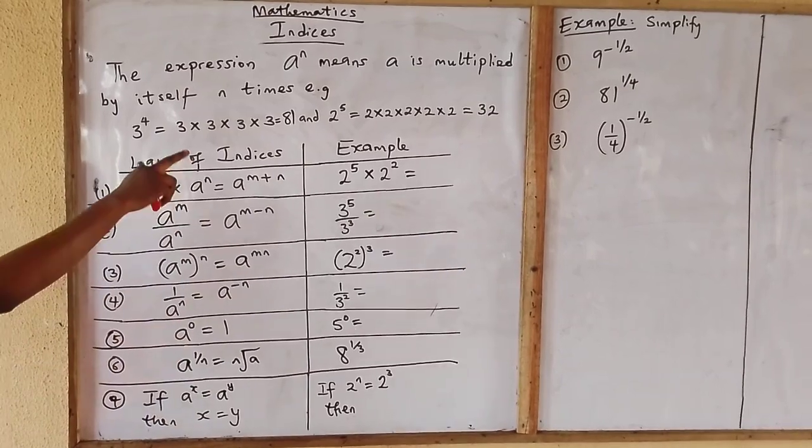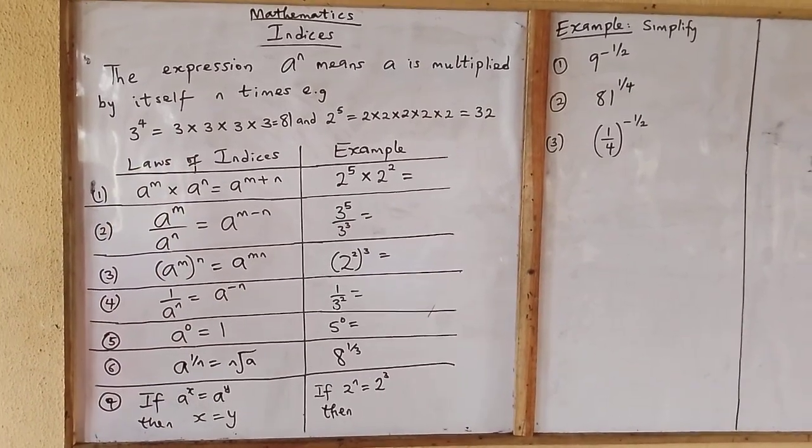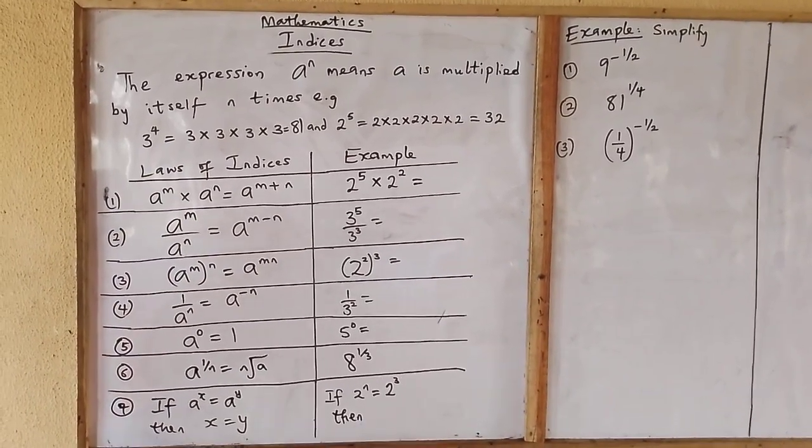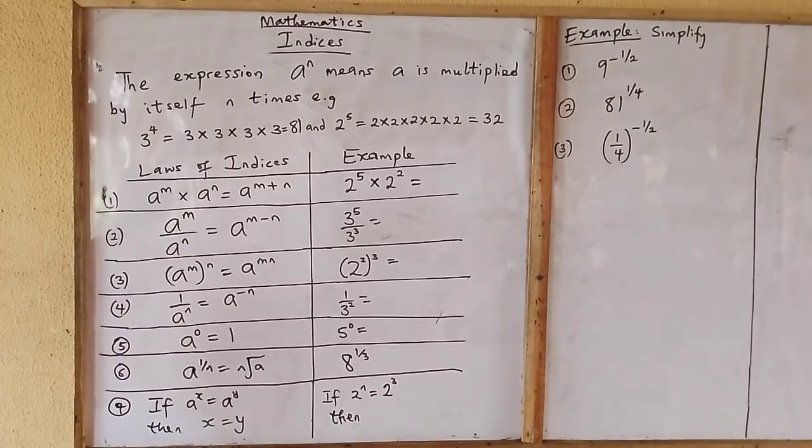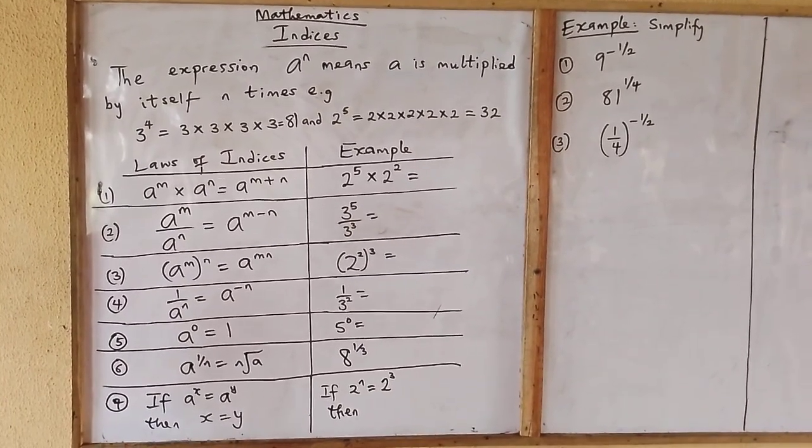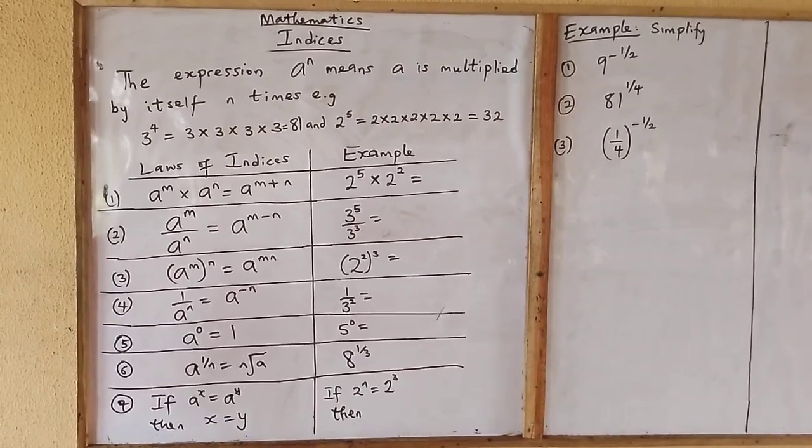And likewise, when we have 2 raised to the power 5, we are going to multiply it in 5 places. That's why we have 2 times 2 times 2 times 2 times 2, which gives us 32. Today we want to consider the laws of indices with examples.